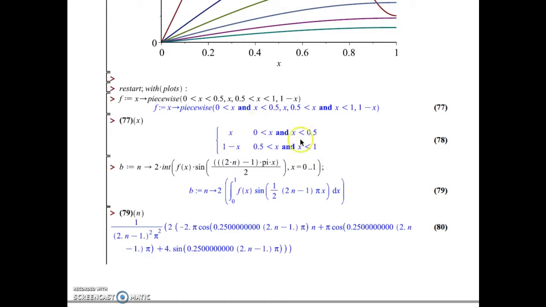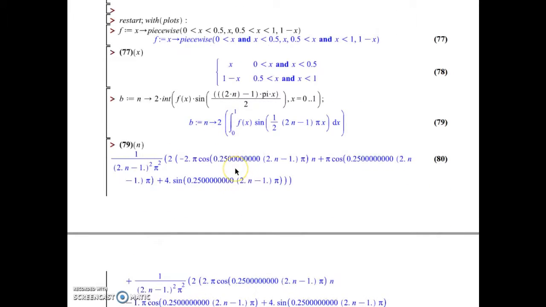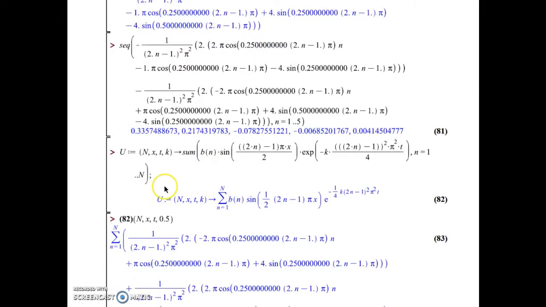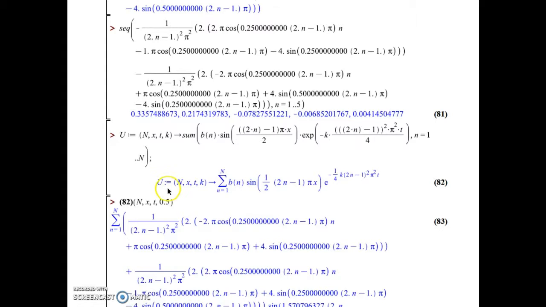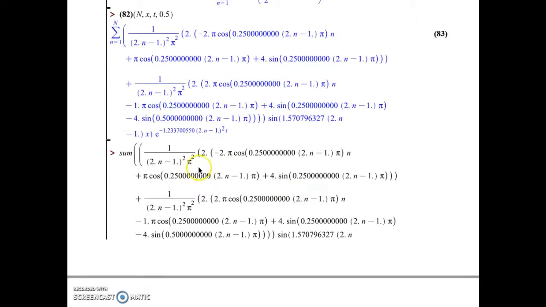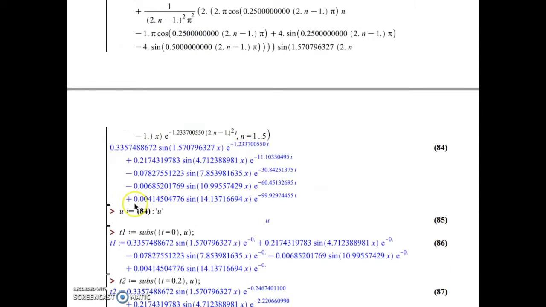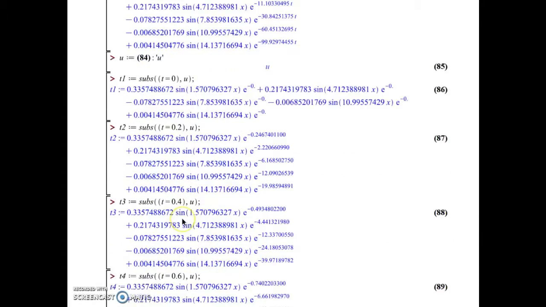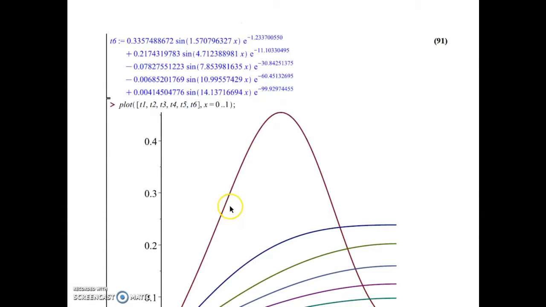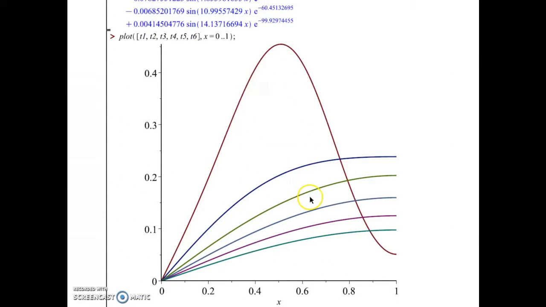Okay, let's repeat with another set of values. Let's skip this because it's the same as the entire thing. We'll skip to the third part, where I substitute k value equal to 0.5. I'll get this summation, and assign it as u, substitute 0 until 1, then we plot a graph. Boom, we get another graph like this.